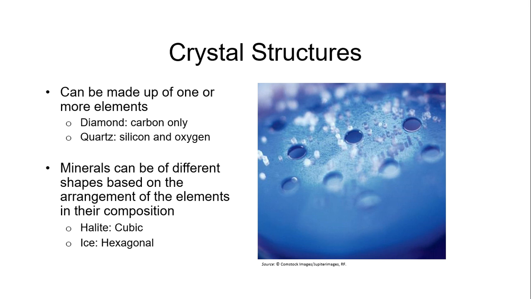Another example would be ice. Ice is made of water, of course, H2O, two hydrogens and an oxygen in one single water molecule. When these water molecules attach to each other, they create a hexagonal crystalline structure.